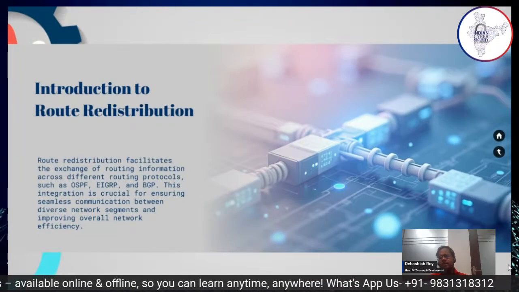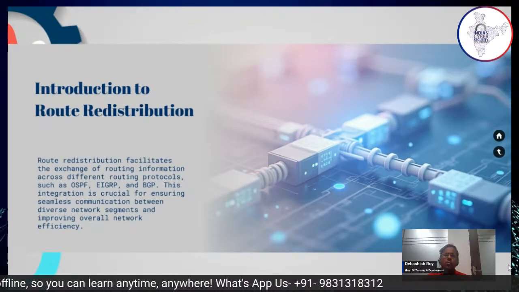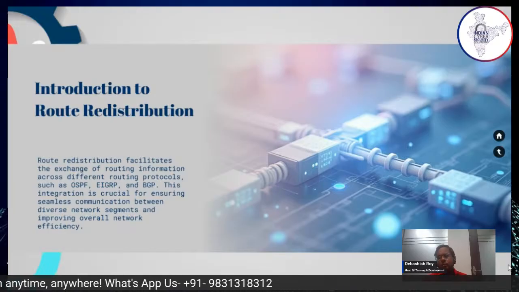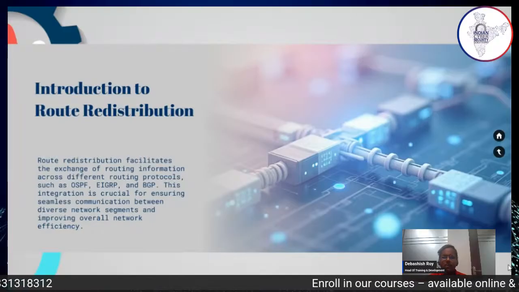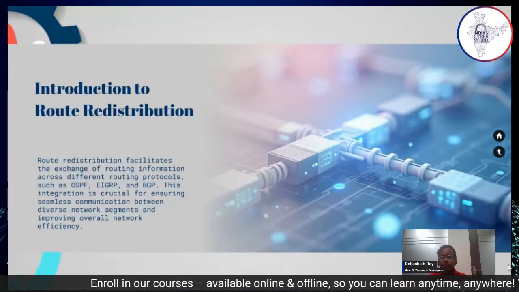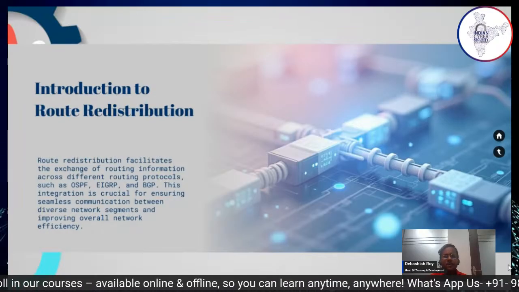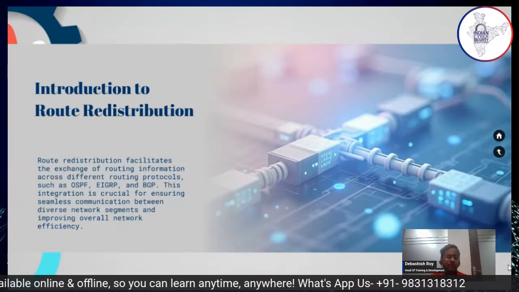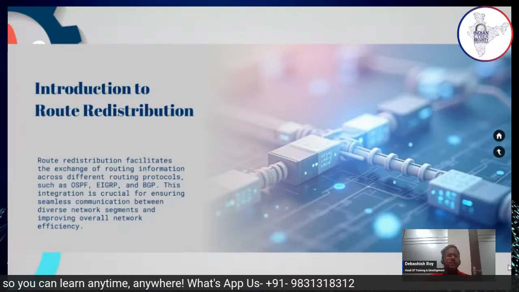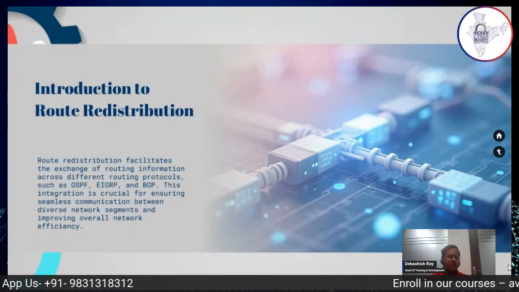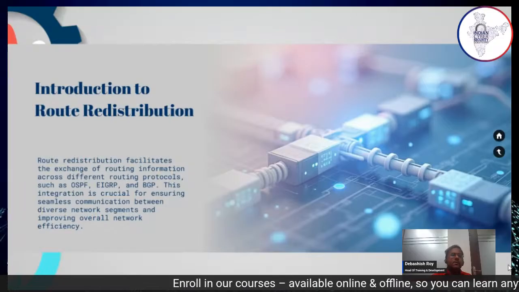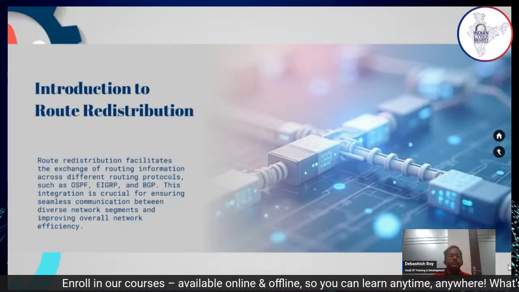Now, what is route redistribution? Route redistribution facilitates the exchange of routing information across different routing protocols. Like if you are using different routing protocols, let's say OSPF, EIGRP, or EIGRP, BGP, OSPF, BGP, different routing protocols or autonomous systems, then how to connect? Can you connect between different routing protocols in a simpler, straightforward way? You cannot do it. So you have to redistribute, means you have to inject routes of one routing protocol into another.